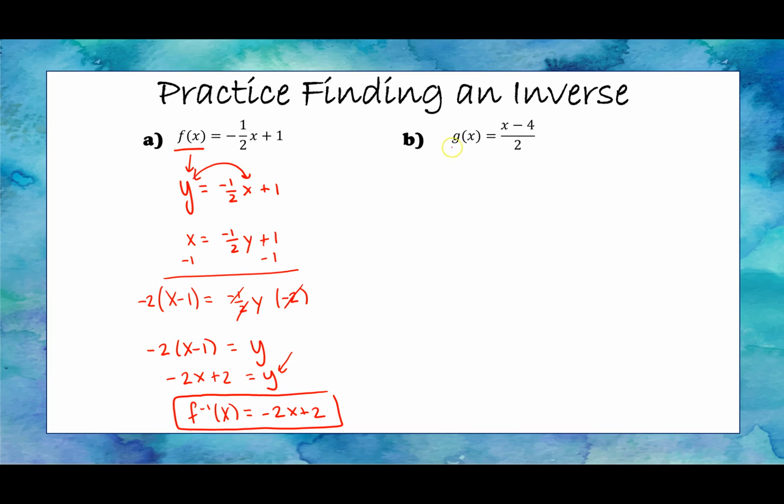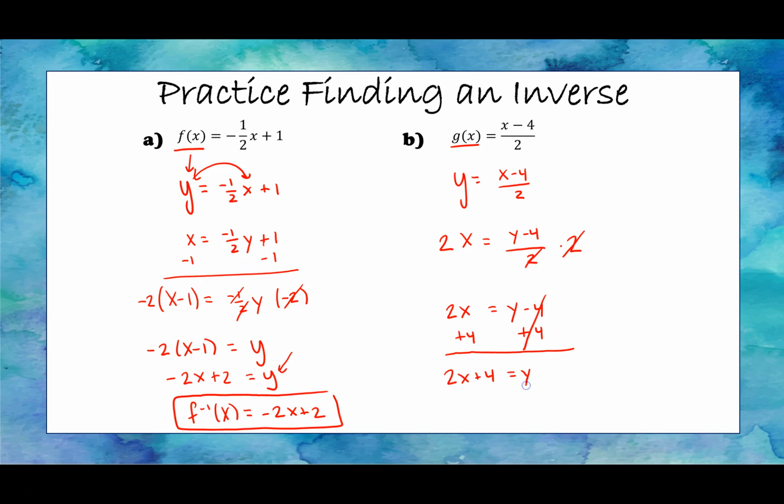All right, here's another problem. Instead of g of x, we're going to write y equals (x minus 4) over 2. Switch my x's and my y's, so I get x equals (y minus 4) over 2. In this case, I'm going to multiply by 2 on both sides. 2's cancel, and I'm left with 2x is equal to y minus 4. Add 4. Minus 4 and 4 cancel, and I'm left with 2x plus 4 is equal to y. Last step is to rewrite this as f inverse of x equals 2x plus 4.